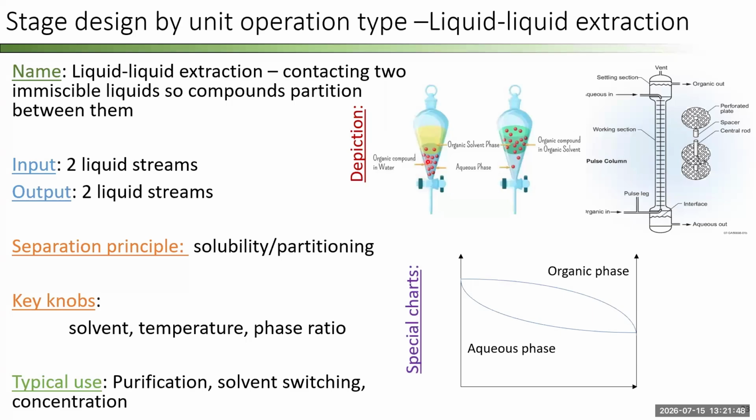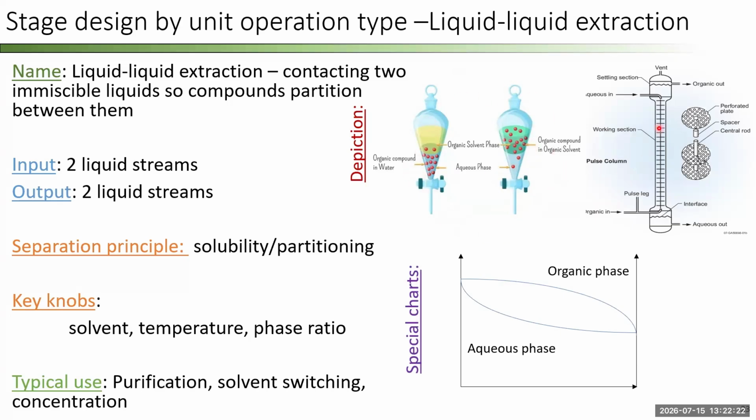Those molecules want to move up into the organic phase. And so I've now separated those molecules from my aqueous phase. So two liquid streams come in, one that's got the compound I'm interested in, one that doesn't. I contact it with a second liquid phase. I get partitioning, and then because they're immiscible, right, they don't mix, I can pull off one of those phases from the other.